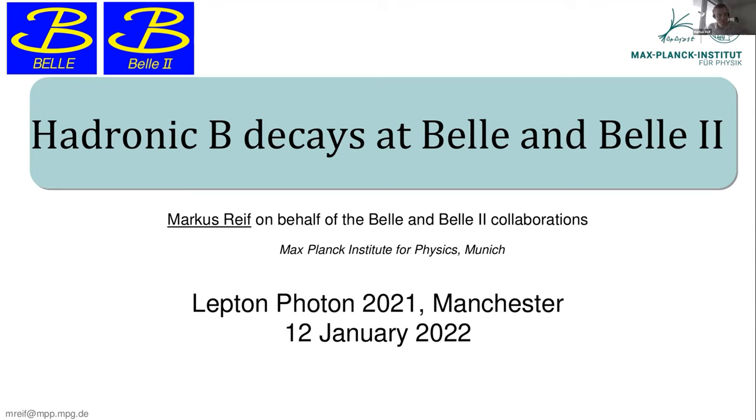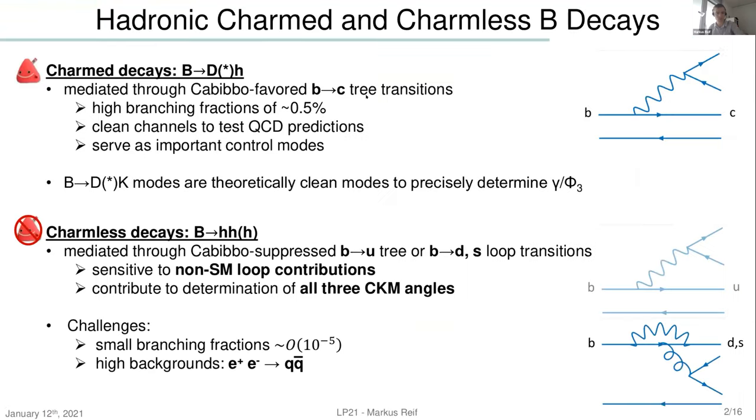Okay, thanks. So, hello, I'm going to present you a few recent results of Belle and Belle 2 actually in the sector of hadronic B decays. Hadronic B decays means B2 charmed or B2 charmless decay. So either we have a charm quark in the final states or we don't have a charm quark in the final states.